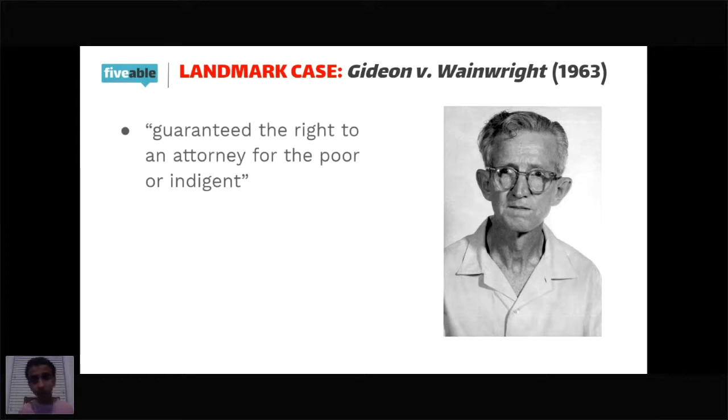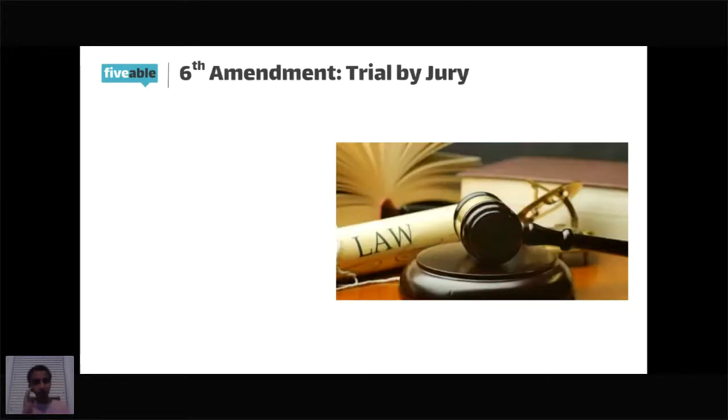Again, this is a picture of poor Gideon. The main idea of this is that Gideon versus Wainwright guaranteed the right to an attorney for the poor or indigent. When you see the word indigent, you can normally relate that to Gideon versus Wainwright, in this case, people that cannot afford their own lawyer. This case did cause significant change, not only across Florida, where the case took place, but also across the country, and that's something that is significant.